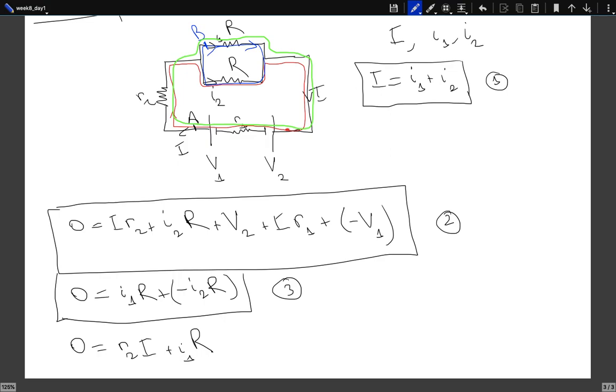I continue along my loop. What is the potential drop as I cross this resistor over here? Plus V2. Now I cross this resistor over here of resistance R1. What is the potential drop? The current is I, the resistance is R1. Now I am crossing this second battery. What is the potential drop? Minus V1.